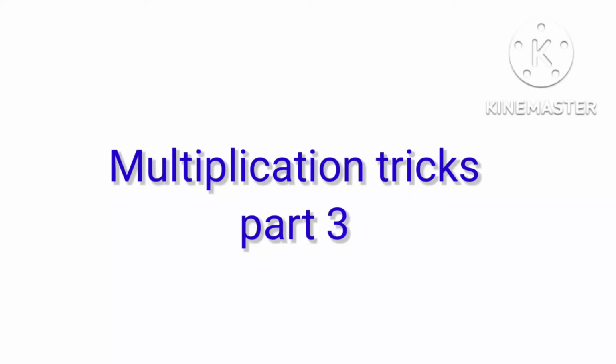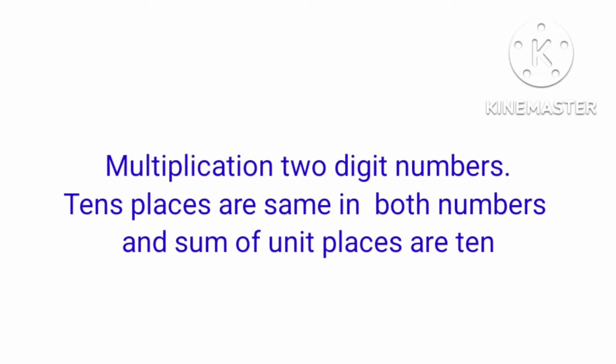Multiplication tricks part 3. Trick number 7. Multiplication of two-digit numbers, where the tens places are the same in both numbers and the sum of the unit places is 10.